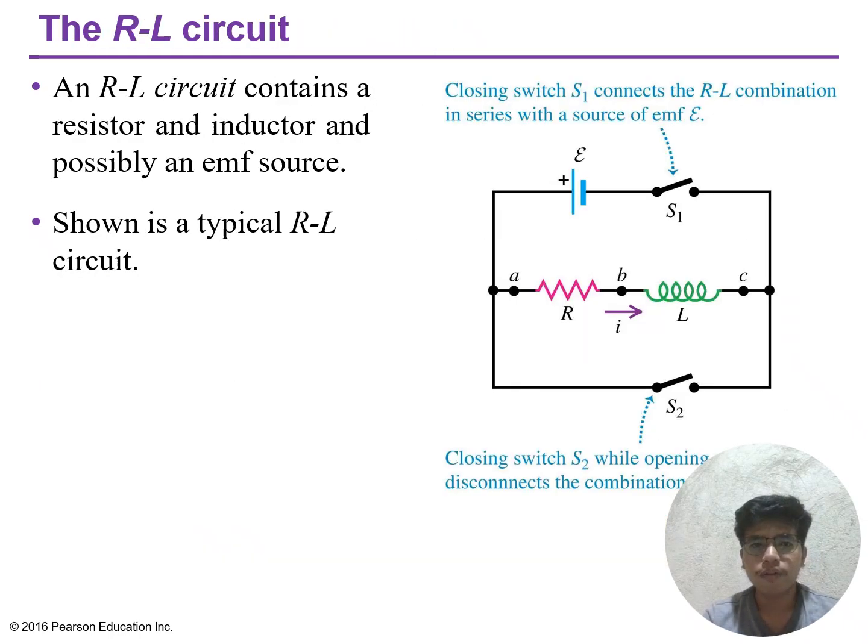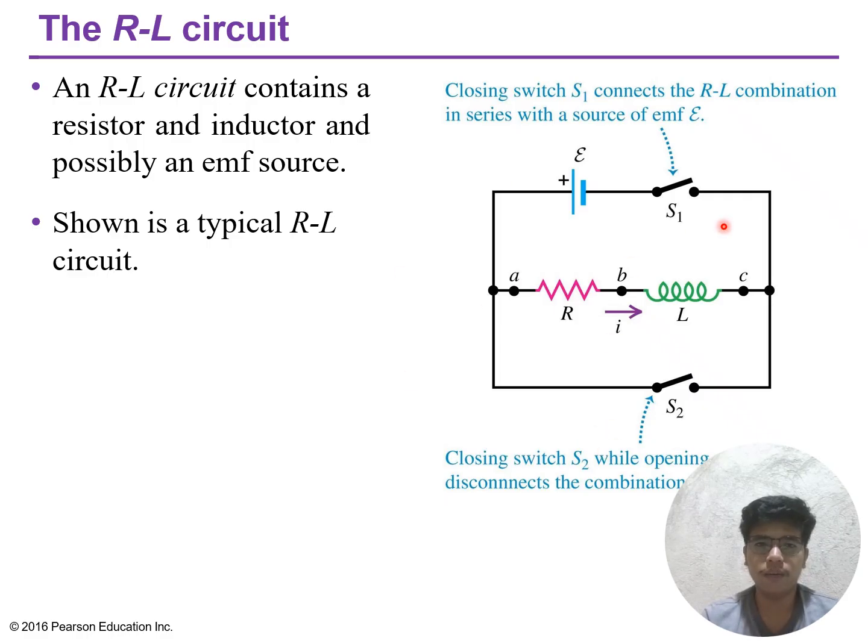Then, for the RL circuit, it combines a resistor R and an inductor L with an EMF source epsilon, the battery voltage. Two switches control the operation. We have S sub 1, which connects the battery to the RL and closes the circuit to build current, and S sub 2, which bypasses the battery and disconnects the source. So let's look at the RL loop decay current.